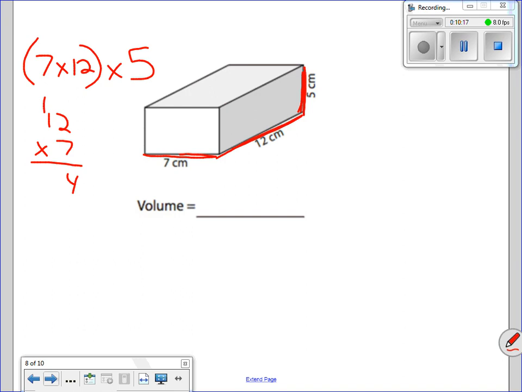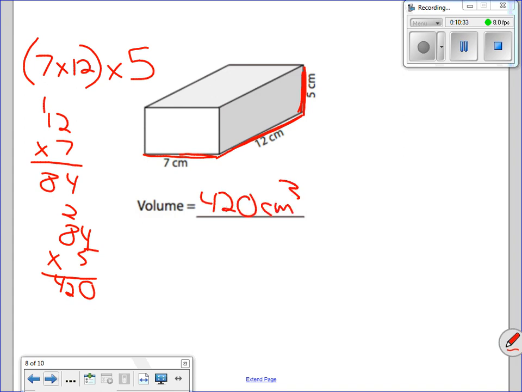We have 84. Then I'm going to multiply the area of this base times 5. 84 times 5 is 420 centimeters cubed. Yes, you have to label everything correctly.